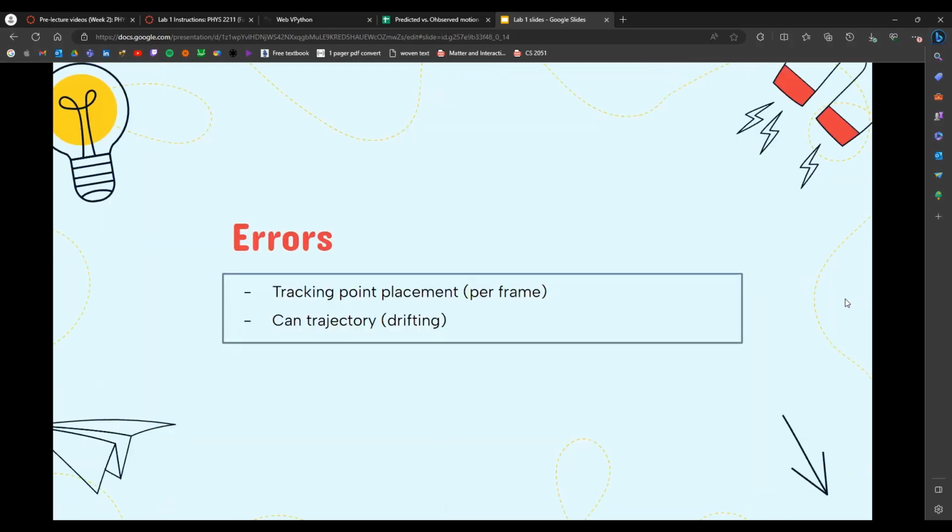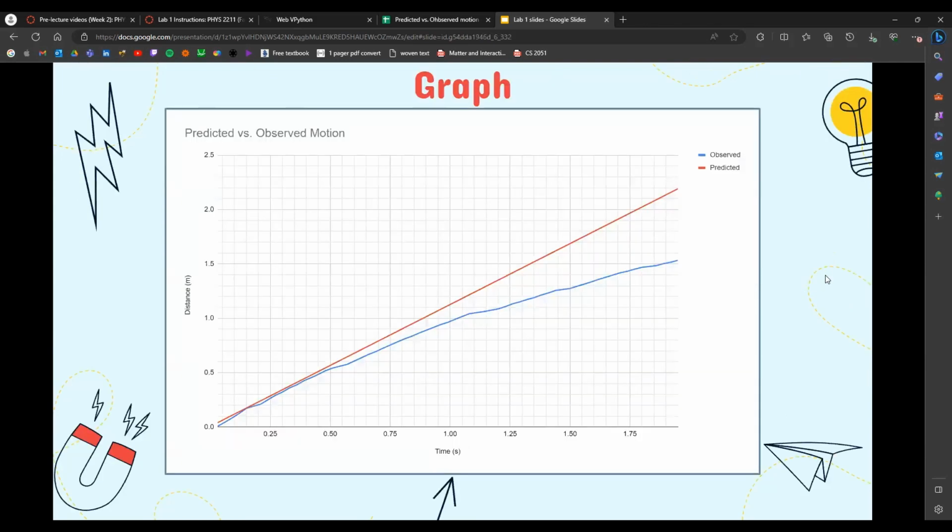For the errors, can trajectory or drifting was definitely a big part. This was also what I concluded to be the biggest cause of a difference between the two lines in my graph. If there was no drifting in the can, or if the Tracker recognized that the can was not drifting, I believe the speed for the further time periods would be a lot more similar.